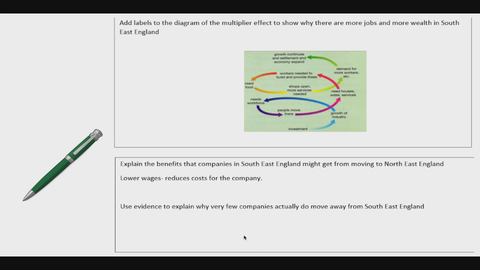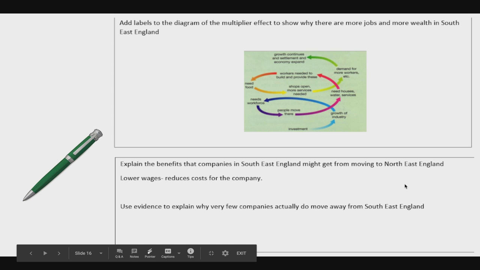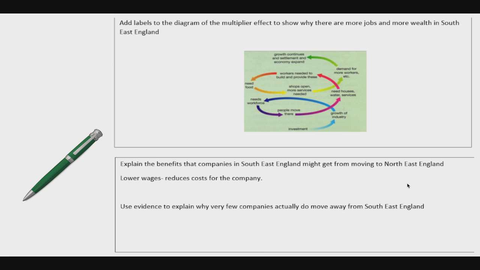Finally then, explaining the benefits that companies in the southeast of England might get from moving to the northeast of England. There's a big push on this to actually start to spread out the UK's wealth and industries just from the southeast. Why should they all be based down here? Okay, well, one of the big advantages is lower wages. People in the northeast have lower living costs and therefore will accept lower wages for doing the same work. Well, if that's the case, that might reduce costs for a company significantly enough to give up their very expensive London headquarters and maybe move to the northeast of England. It could also reduce the rent costs for the amount of space.